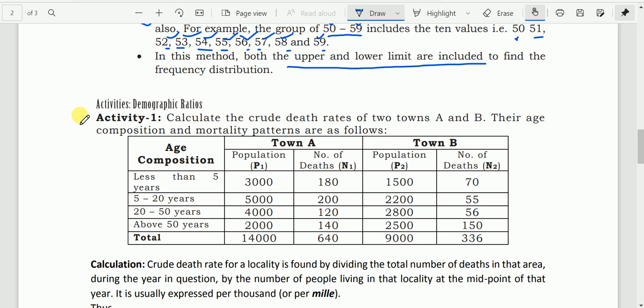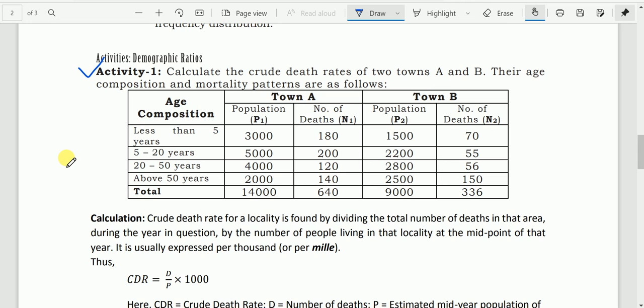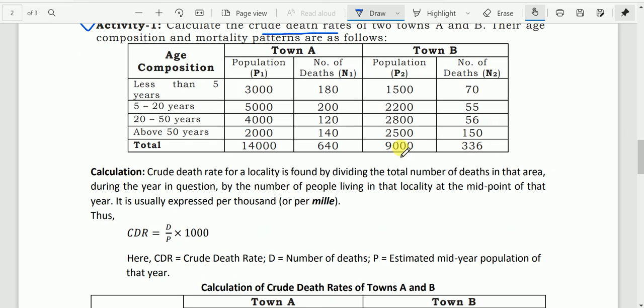So next we have some examples. We have some activities here about demographic ratios. Last time we talked about how to calculate demographic ratios. Now let us practice it. Calculate the crude death rate of two towns A and B. Their age composition and mortality patterns are given in this table.